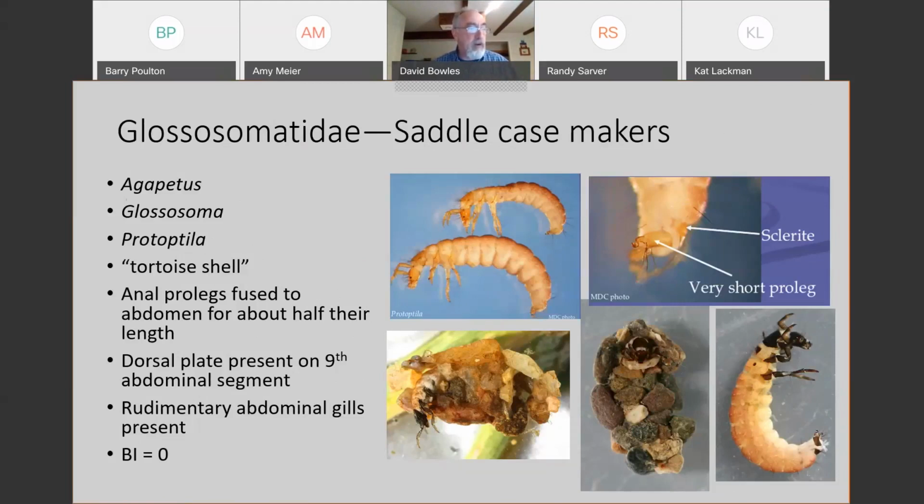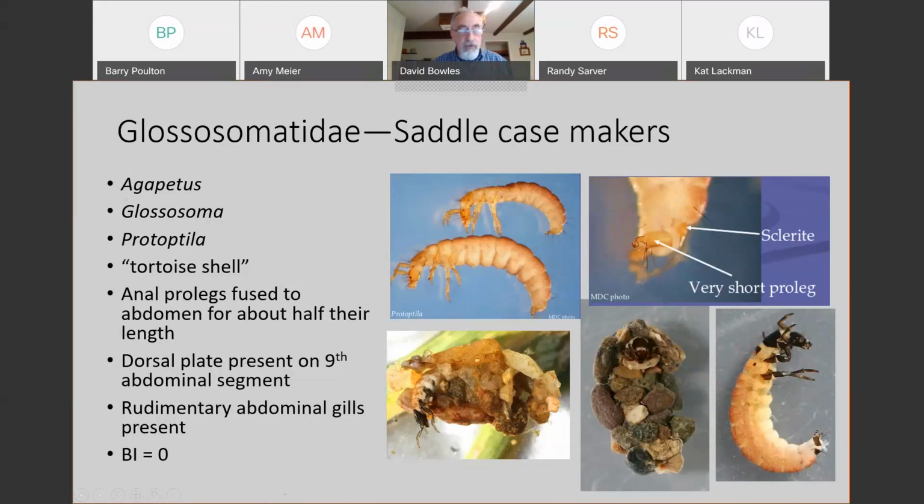The similarity is that they also have a dorsal sclerite on abdominal segment 9 that's fairly large and plate-like. But they're short. Their prolegs are very short, and the anal claws are very small. Compare those to the Rhyacophila, which, remember, were much larger in the presence of the legs.